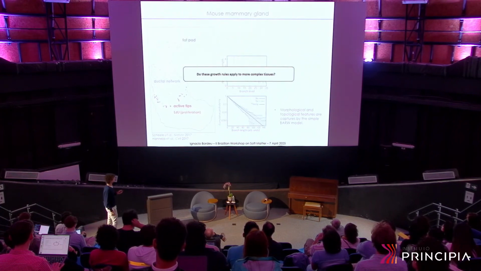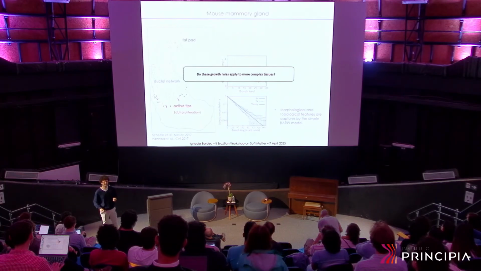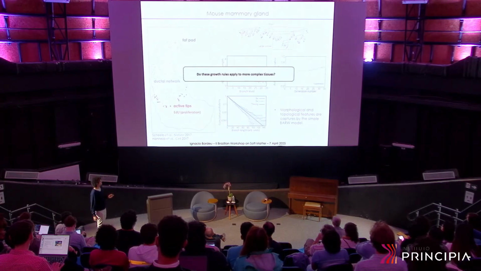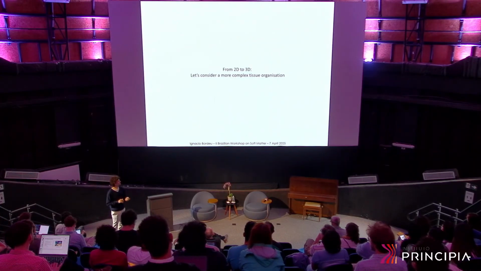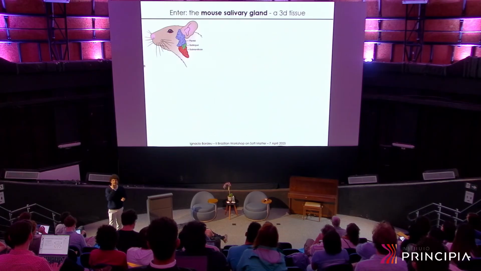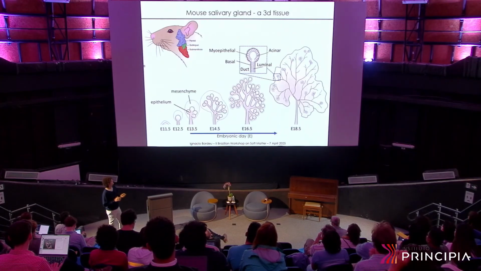So what's more complex than 2D? 3D. But it's not like we can just grow a mammary gland in 3D during development in the mouse. It doesn't work like that. So what we did is that we explored a tissue that grows in 3D, and that's the mouse salivary gland. The salivary gland is interesting for many biological reasons and even medical reasons. It's an interesting case study. For us, it's good because it's a tissue that also develops through the branching of active tips.